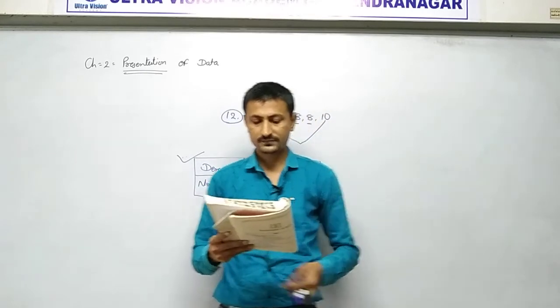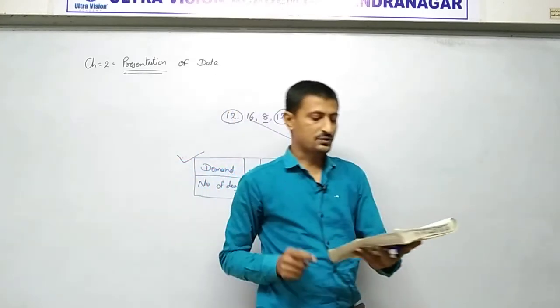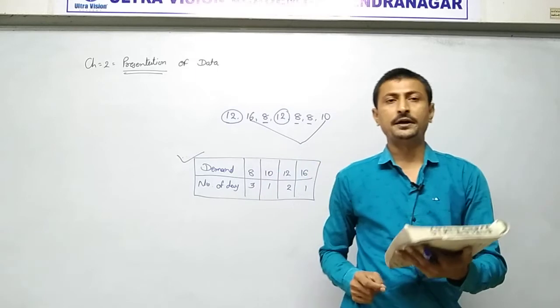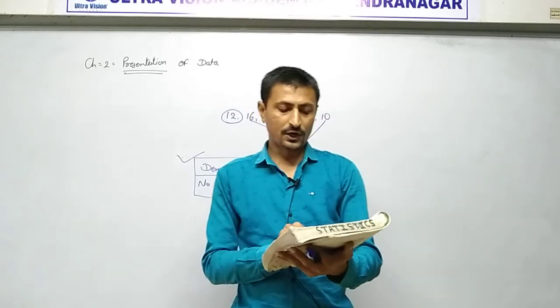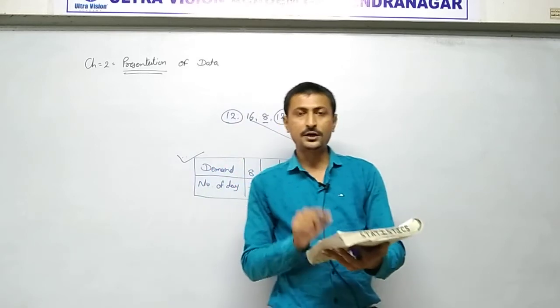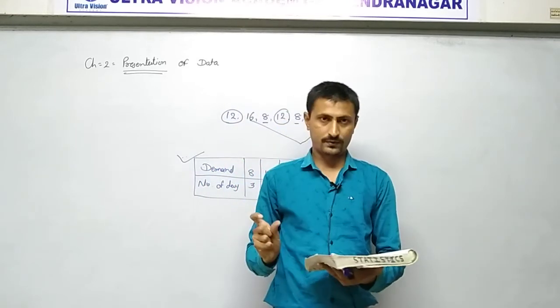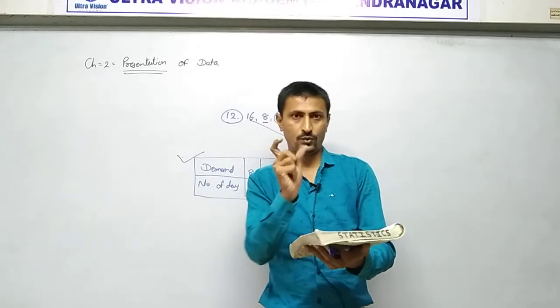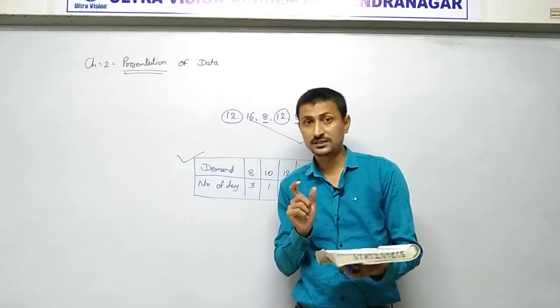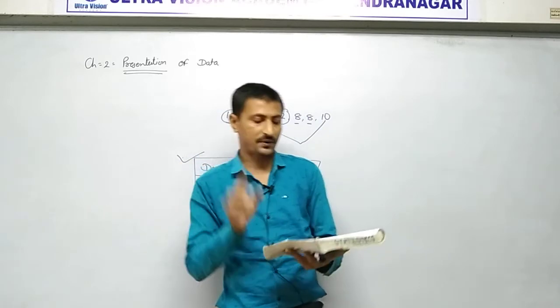Next, this table is given, showing the daily demand of a commodity during a week. Thus, the method of representing raw data in a systematic and short form, two words, systematic and short form, is called classification. Underline the definition.